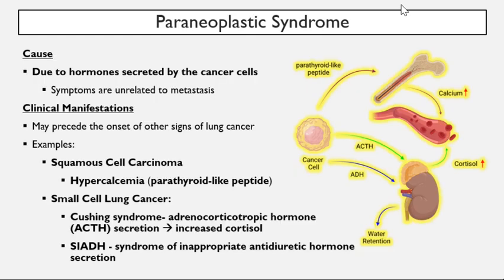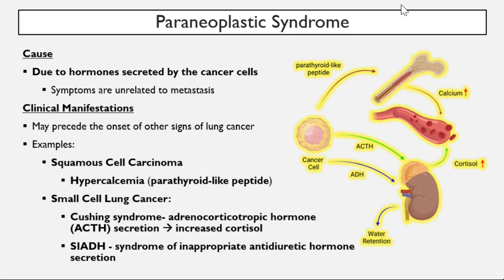All right, and then there's also paraneoplastic syndrome. We actually mentioned this briefly in the hormone lectures, but this is hormones secreted by cancer cells. And I think we talked about it with ADH, antidiuretic hormone. But what will happen is these cancer cells, especially small cell lung cancer, but also squamous cell carcinoma, secrete all these hormones. And if you remember, this is an ectopic secretion of these hormones. They're not released by the pituitary gland like they're supposed to be.